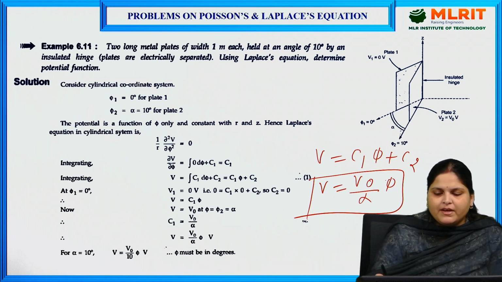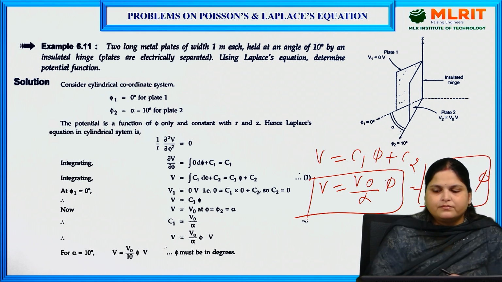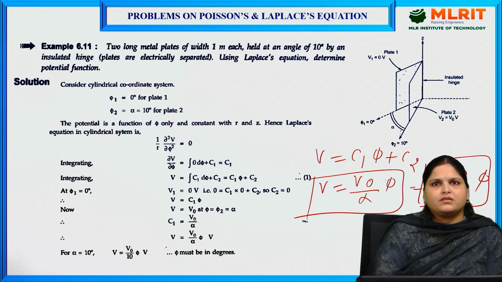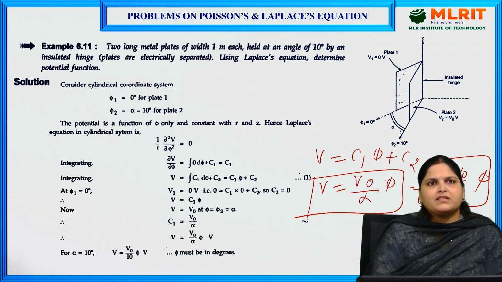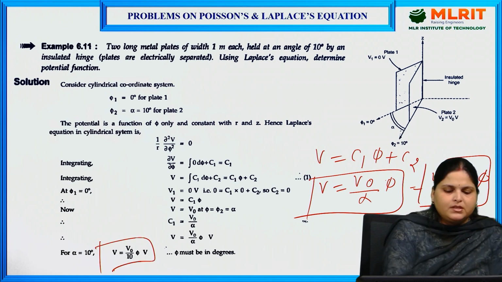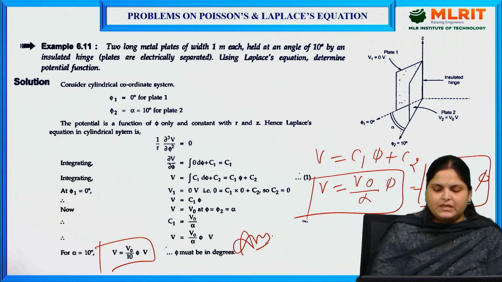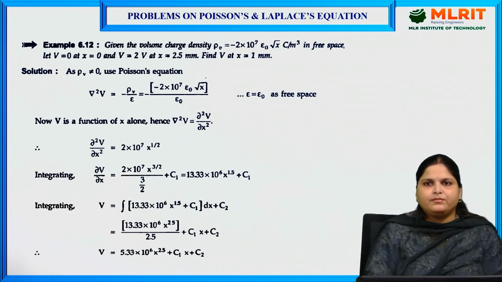And as alpha is equal to 10, we can write V is equal to V naught upon 10 phi, and the unit is volts. So that is what we had to calculate. We used Laplace equation and we determined the potential function, which is this, right? Next question.